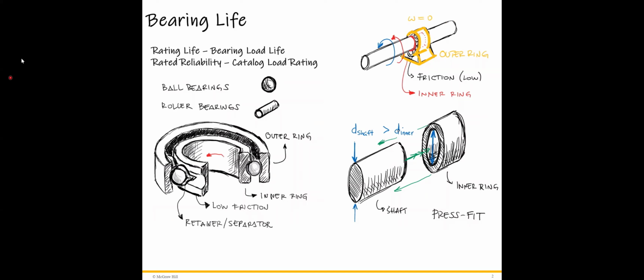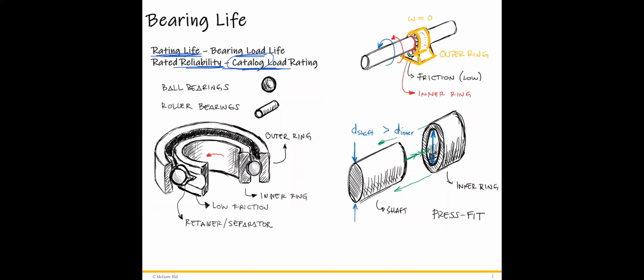And therefore, how to evaluate its life under a load is the purpose that we have to learn for this section. So we care about its reliability, and we can evaluate its reliability from the catalog provided by the bearing manufacturers.